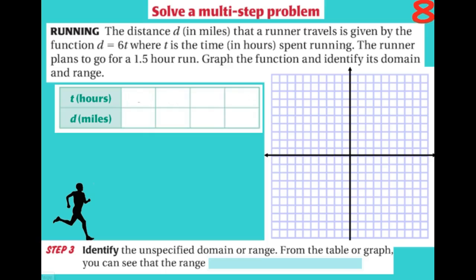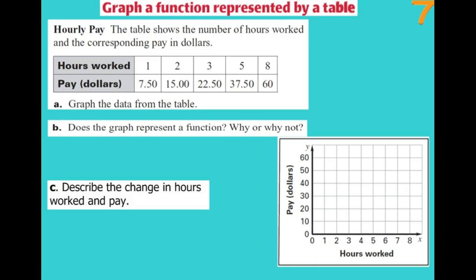Alright, I think this is our last, oh, we got 2 more. Graph the function represented by a table. It says hourly pay. The table shows the number of hours worked and the corresponding pay in dollars. So hours worked, 1 hour, you get paid $7.50, 2 hours, and so on. Part A, graph the data.